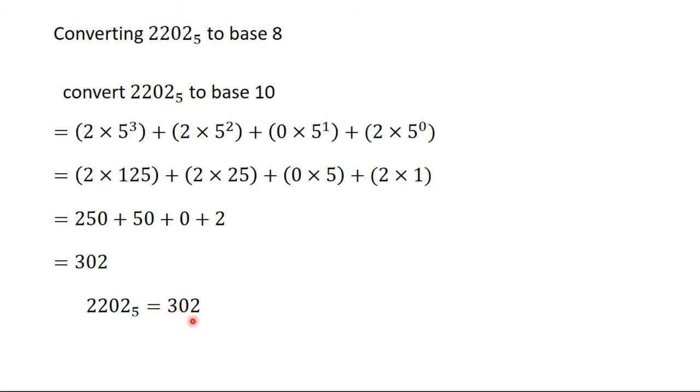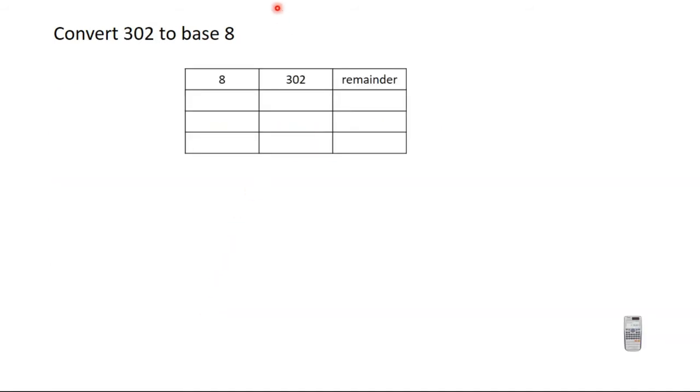But we don't want it in base 10. We want it in base 8. So we now convert 302 to base 8. If you convert 302 to base 8, first you divide 302 by 8. That will give us 37 and a remainder of 6. You divide 37 by 8 again, you are getting 4, a remainder of 5.